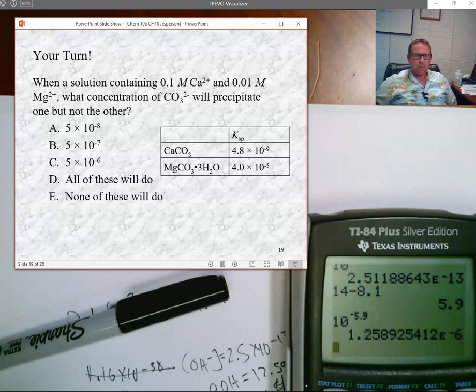When a solution contains 0.1 molar of calcium or 0.1 molar of magnesium, what concentration of carbonate will precipitate one but not the other? All right. Let's go for it. Do you want to talk me through it, Alyssa?